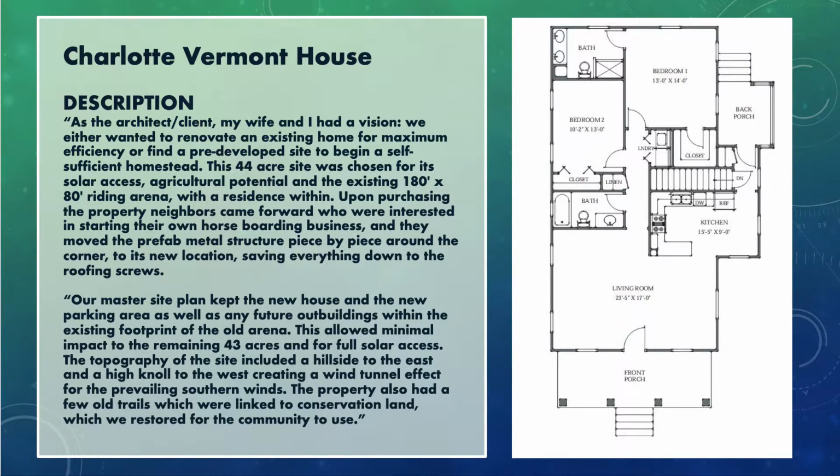Okay, so basically, David Pill wrote this. This was his blog, and the link was to his blog. I just copied and formatted it into a PowerPoint slide presentation because I lecture better if I have more chunked information. So he basically said, as the architect and client, my wife and I had a vision. We either wanted to renovate an existing home for maximum efficiency or find a pre-developed site to begin a self-sufficient homestead. So they found this 44-acre site because it had great solar access, and I did show you a picture up here.